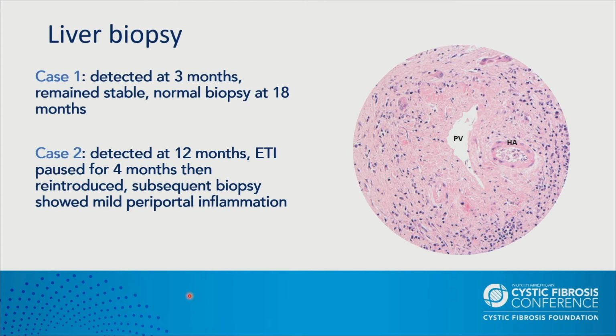The second case first had a significant abnormality developed at 12 months, and due to rapid increase, ETI was paused for 4 months to allow liver function to normalize before being subsequently reintroduced. And a liver biopsy following this showed mild periportal inflammation, and that individual has managed to remain on ETI.